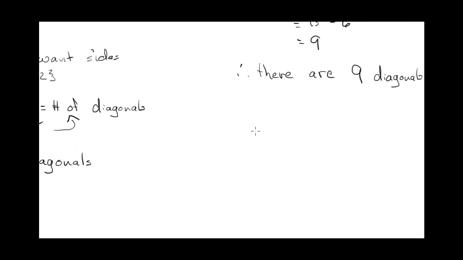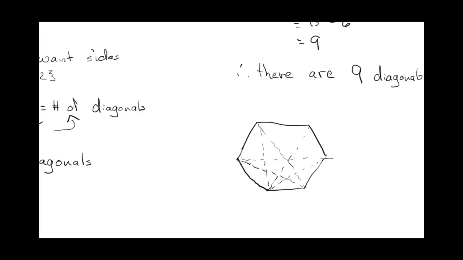You don't have to watch this, but just to verify, here is a really ugly hexagon. 1 diagonal, 2 diagonals, 3 diagonals, 4 diagonals, 5 diagonals, 6 diagonals, 7 diagonals, 8 diagonals, and 9 diagonals. If you can draw another one, you're magic, because there's only 9.